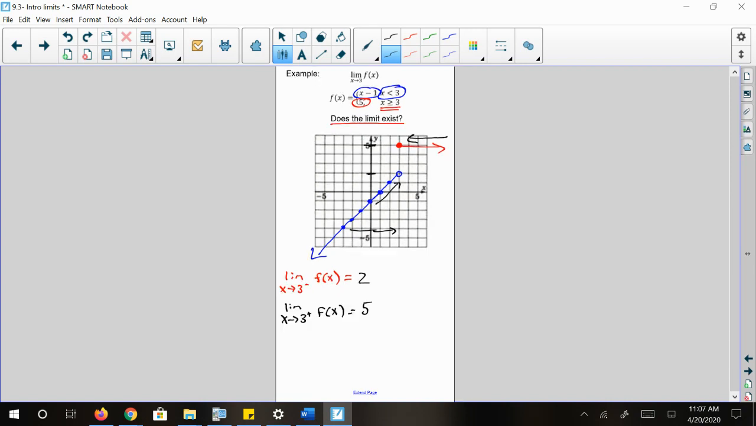Okay, so the ultimate question here says, does the limit exist? Okay, well, think about it. From the left side, we're approaching 2. From the right side, we're approaching 5. Because L does not equal R, then this limit does not exist because we're not approaching the same value from either side, okay? So remember, in order for a limit to exist, you must be approaching the same value from either side of the function. In this case, we're not. So the full limit, the two-sided limit from both the positive and negative side, does not exist, okay?